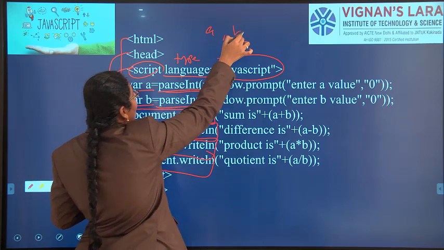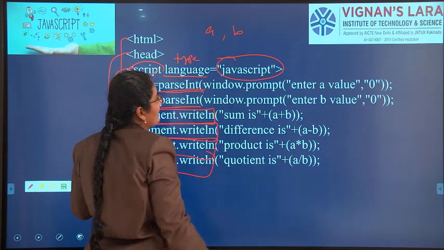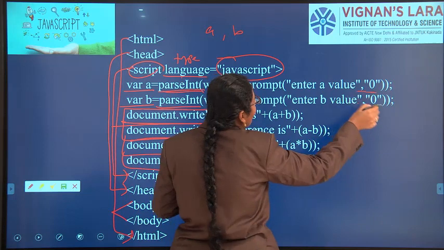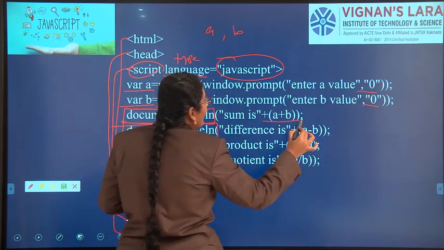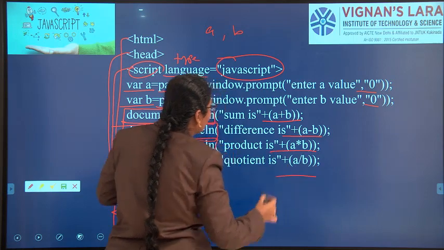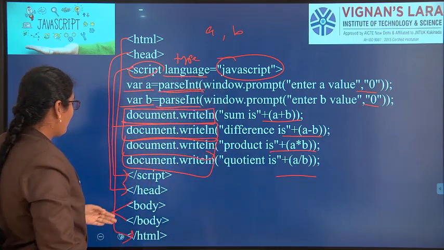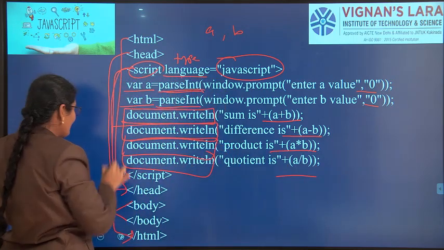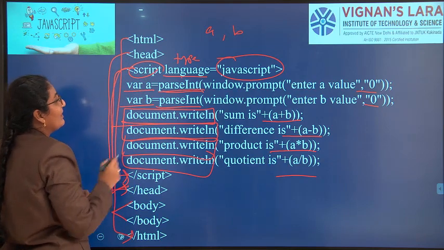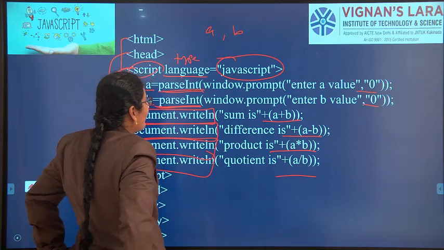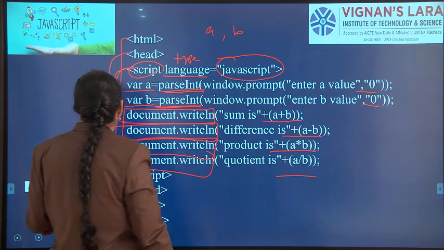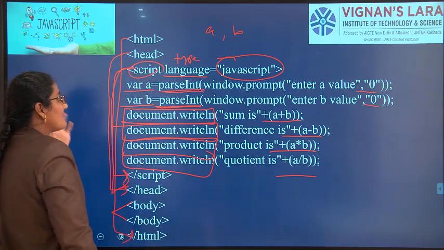So what do we want to do? We want to take two variables A and B and perform operations in JavaScript. Initially the A value and B value are 0. Then we are performing addition, subtraction, multiplication and division. All the opening and closing tags you know. The script tag is a new one, you should remember. parseInt is nothing but we are converting it into a number.